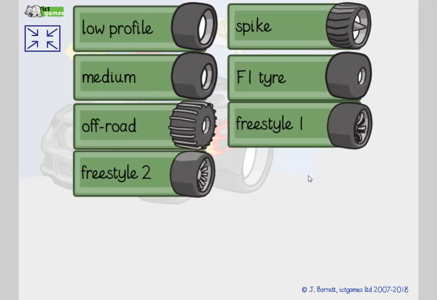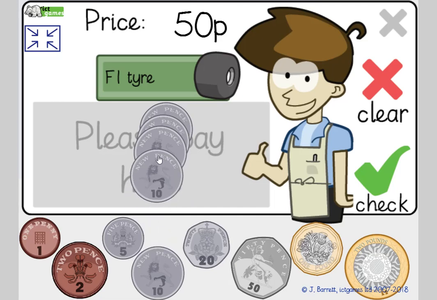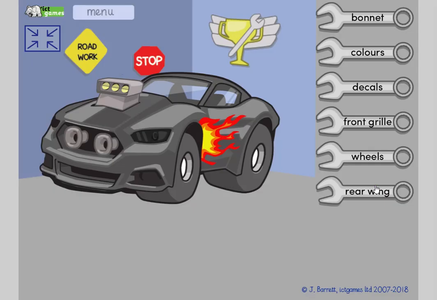Which ones do you fancy? Which ones? The F1 ones, okay. Let's go for the F1 ones. 50p, but let's pretend I've got no 50p's in my wallet. What could I do? I could go 10 times 5. That's times 3, times 4, times 5, that's 50. And then I don't need any 1s because there's no 1s there. 50p. Look at that mean machine.